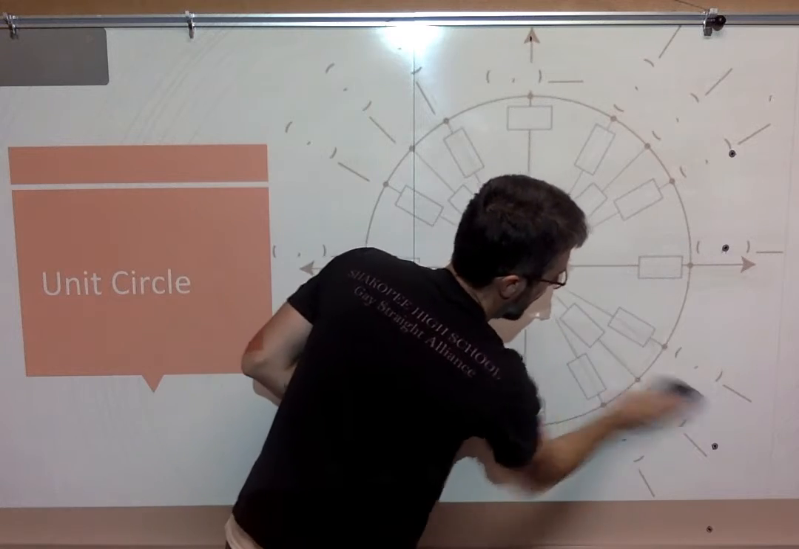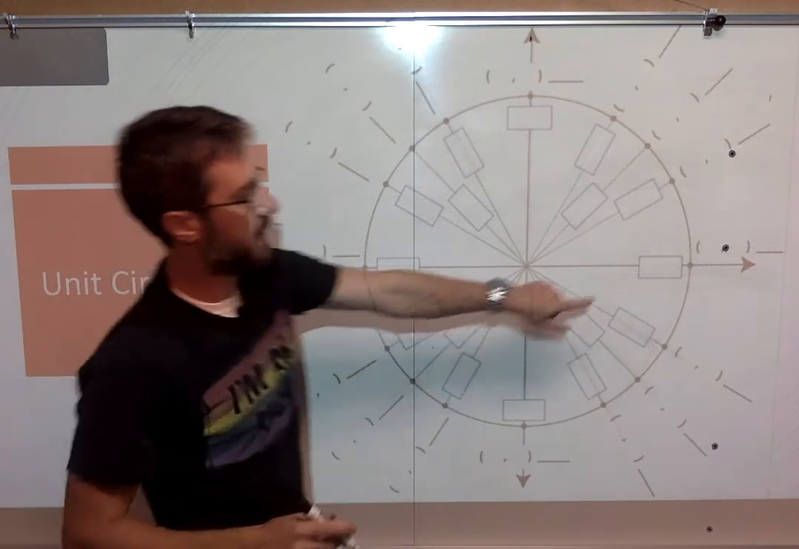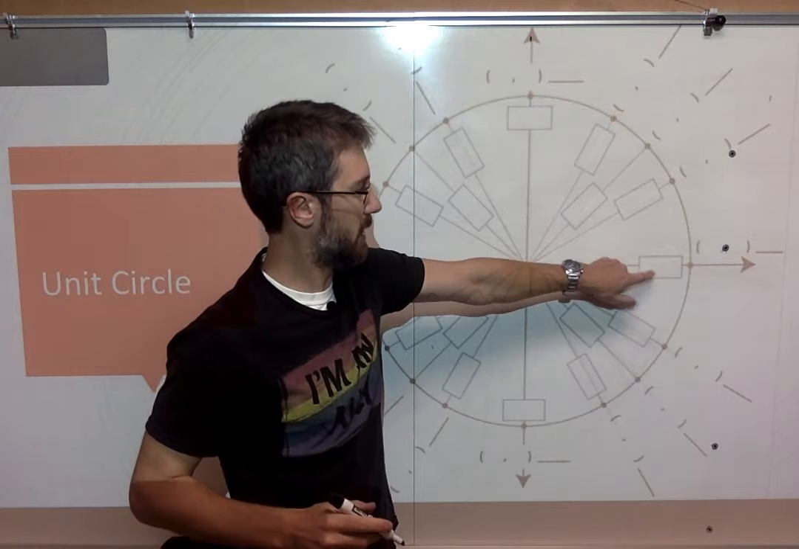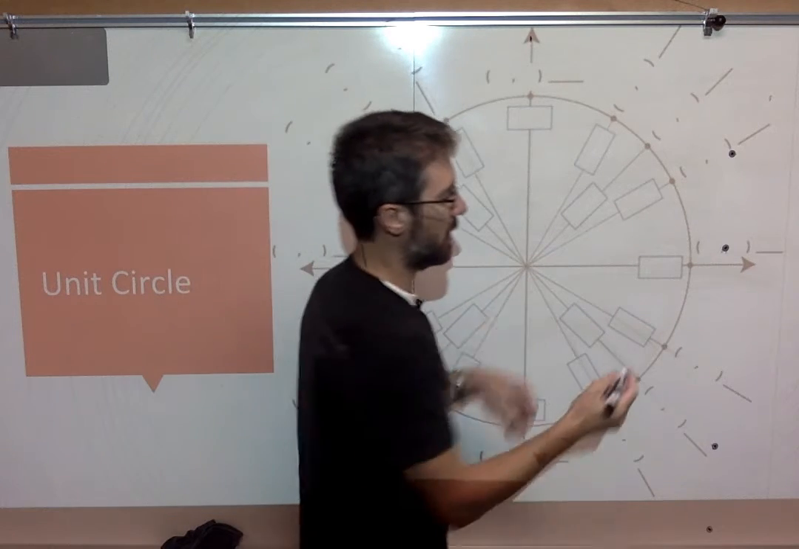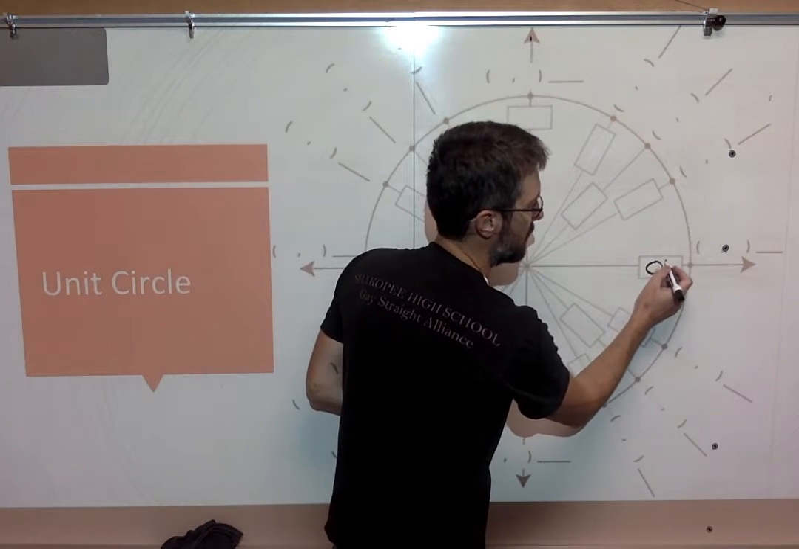Okay, we're going to start out with angles. That's what we're going to fill in these little boxes here, all right? If we start here, that's the beginning of our angles of rotation. That's going to be 0 degrees.